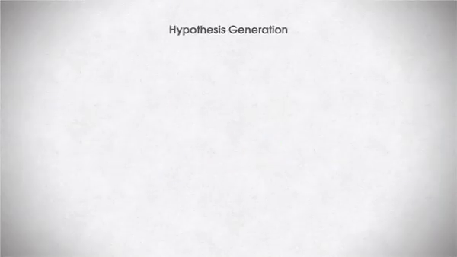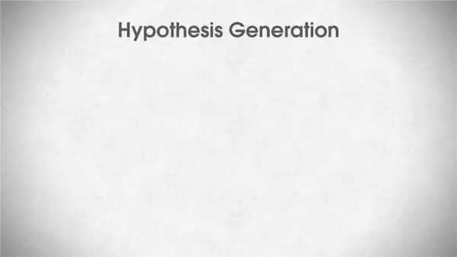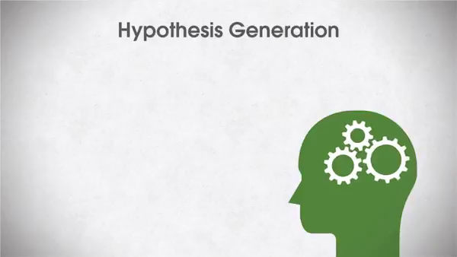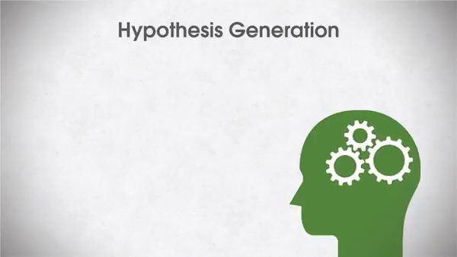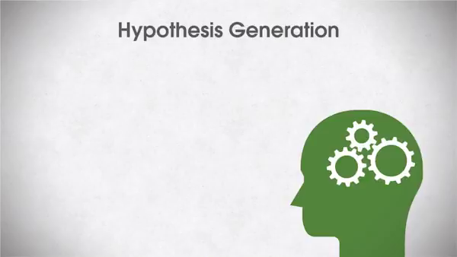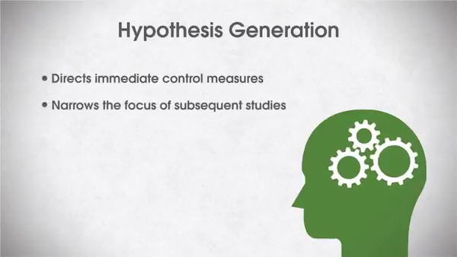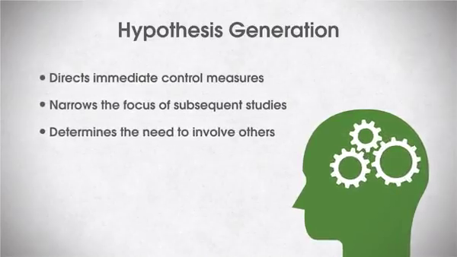It is important to develop a hypothesis when investigating a foodborne disease outbreak. A hypothesis is an educated guess that serves as an explanation for the occurrence of disease. Epidemiologists use available information to describe the affected individuals and determine the cause of the outbreak. Hypothesis generation is important because it directs immediate control measures, narrows the focus of subsequent studies, and determines the need to involve others in the investigation.